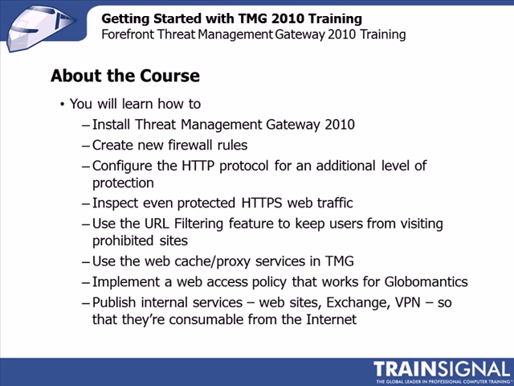Further, you'll learn how to use the web caching and proxy services in Threat Management Gateway to help reduce the ongoing operating costs for GlobalMantix. Next up, you'll learn how to implement a web access policy that makes sense given GlobalMantix business needs, and you'll learn how to publish internal services, for example, websites, Exchange, VPNs, so that they're consumable from internet-based users.